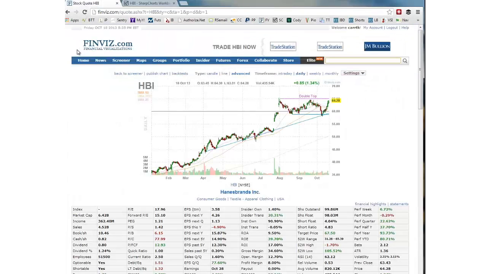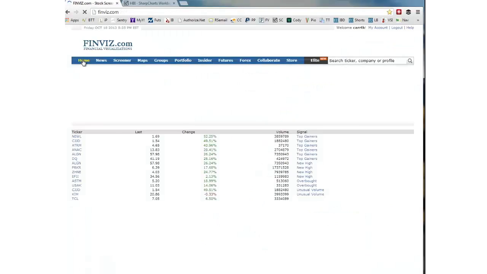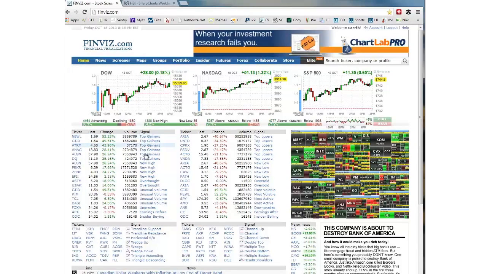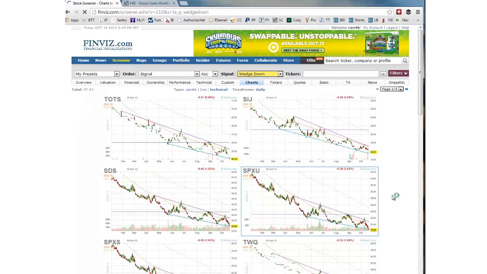Now let's move on to a second chart pattern. And it is the falling wedge, or wedge down as FinViz calls it. And you can see here a number of nice looking falling wedges. Some of these are ETFs, exchange traded funds, on the bearish side of the market. So these are inverse funds. Because the market is ramping up to new highs, these are ramping down to new lows.